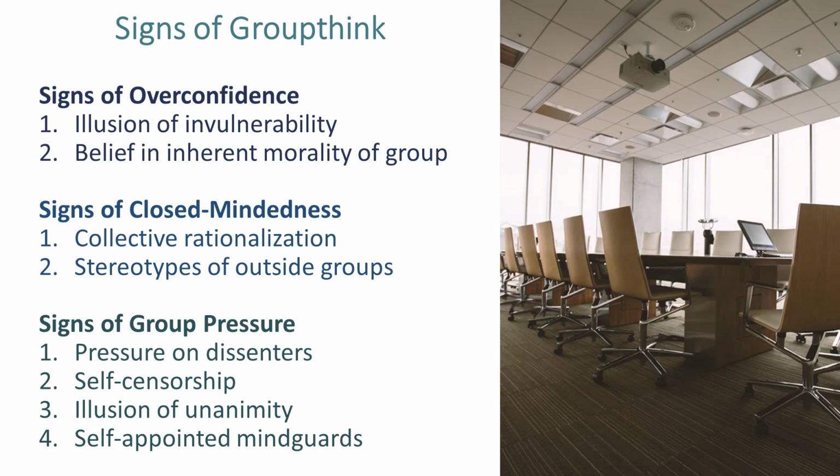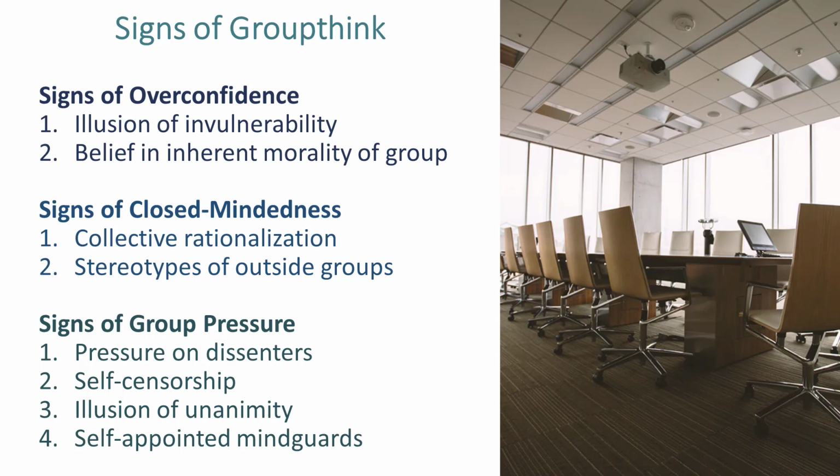Signs of closed-mindedness, which includes collective rationalization. Members rationalize or downplay information or warnings that challenge their decisions or assumptions. This is maladaptive sense-making. They're ignoring information that contradicts their mental model. And stereotypes of outside groups, where members view out-group members as evil or stupid and also underestimate others' capabilities.